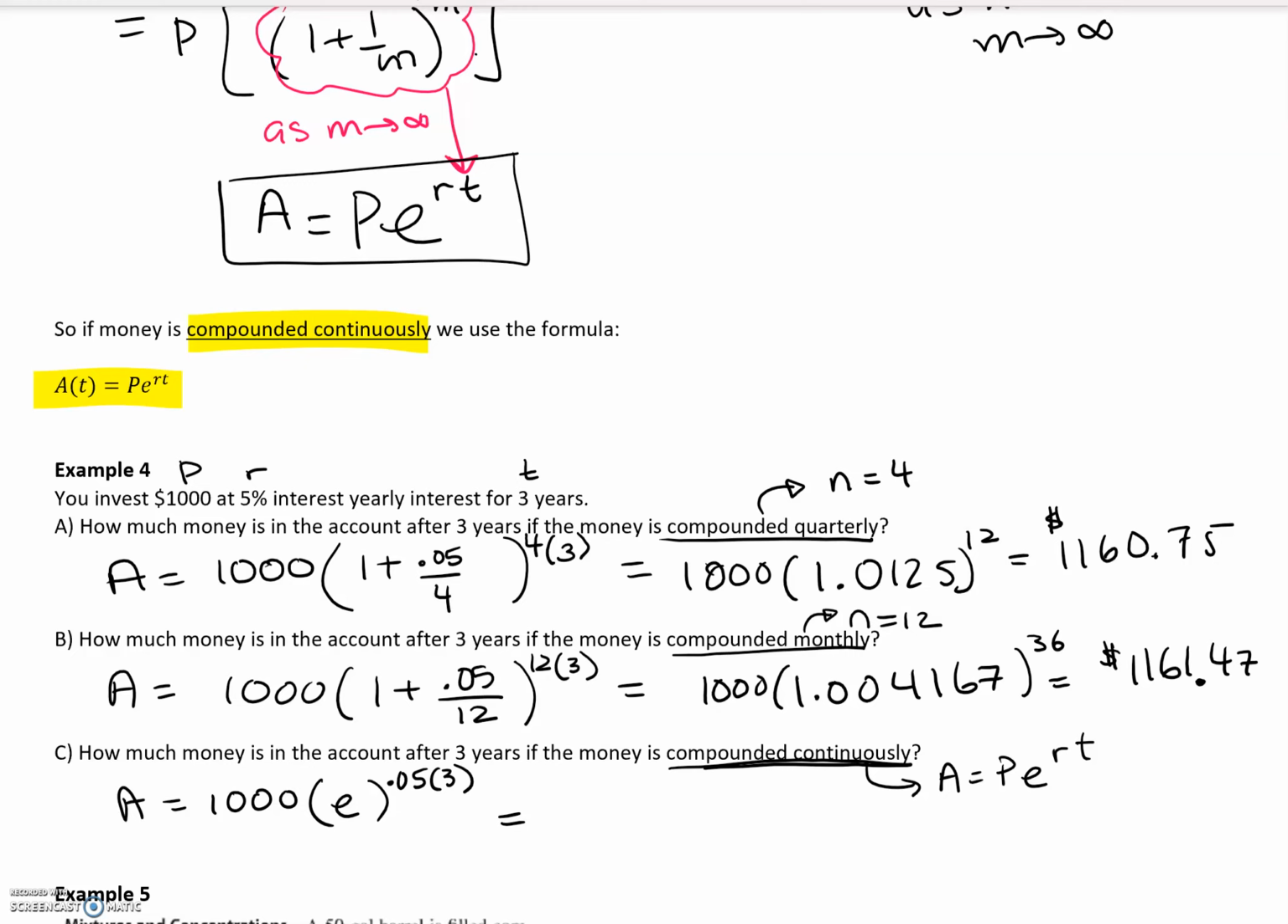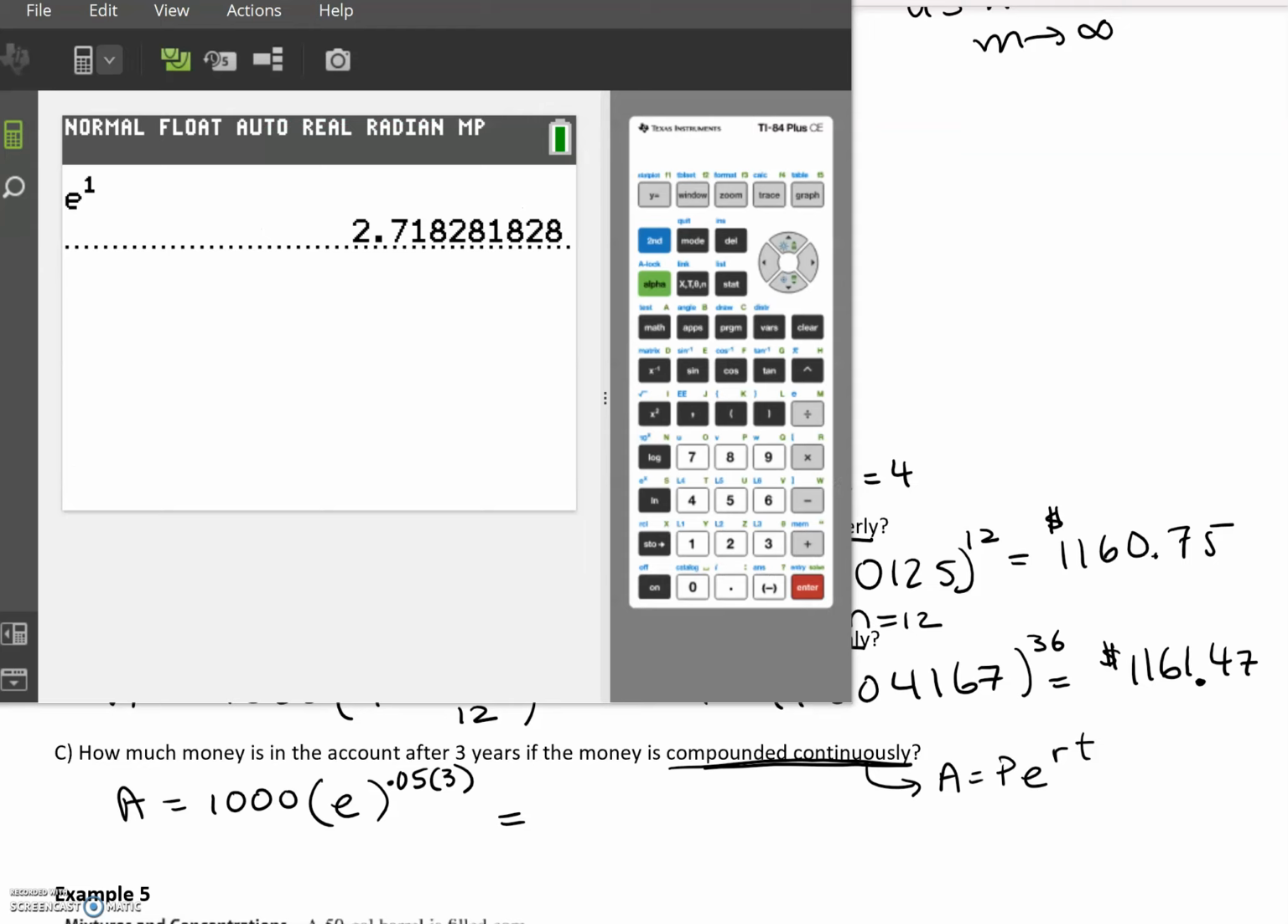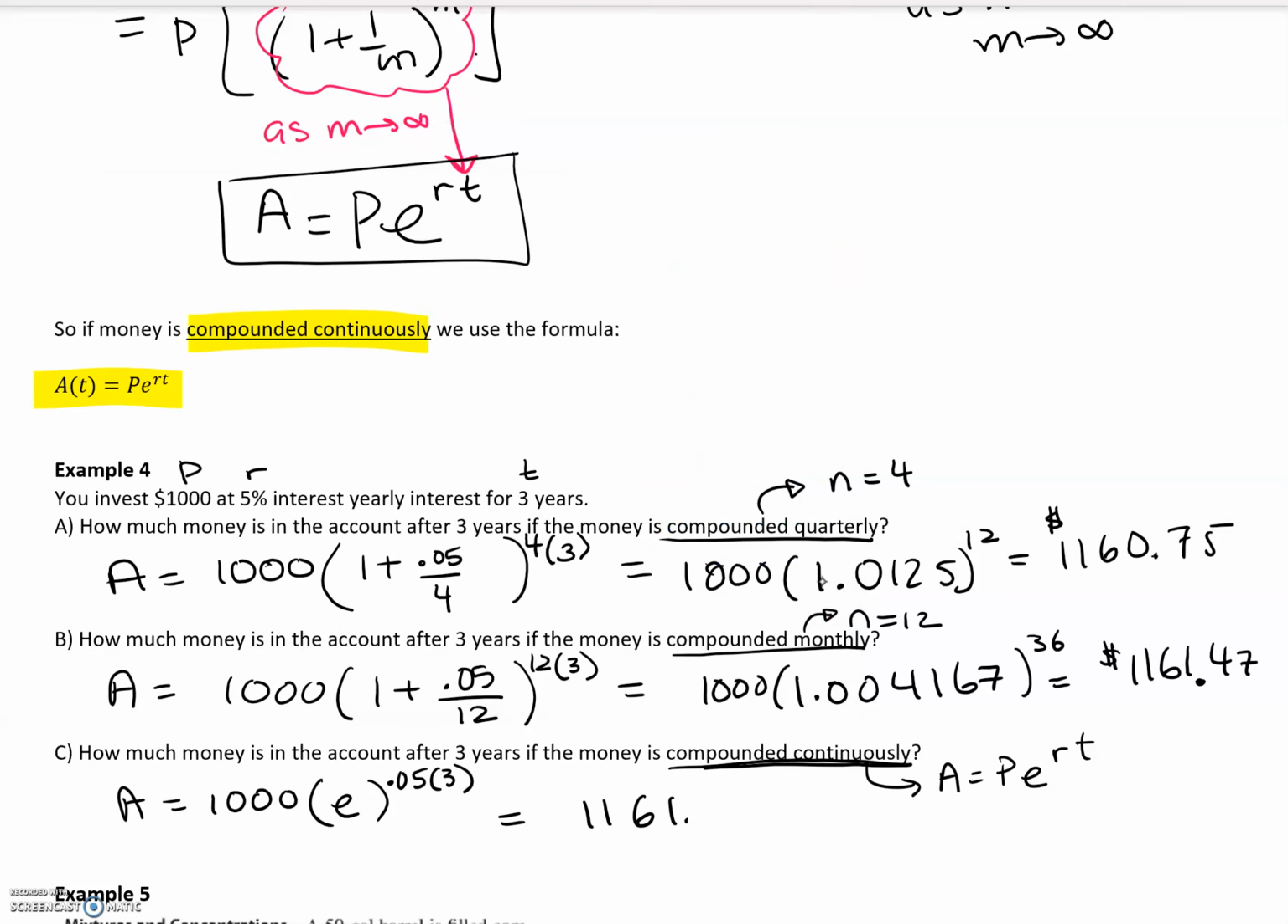I'm putting in 1,000. Let's pop up the calculator to show everything. 1,000, second ln, which gives me e, and I'm going to do raised to the, let's do parentheses, 0.05 times the 3 years, and that's going to give me 1161.83. Now notice, since it was being compounded continuously, you ended up making even a few more cents than you did when it was compounded monthly.